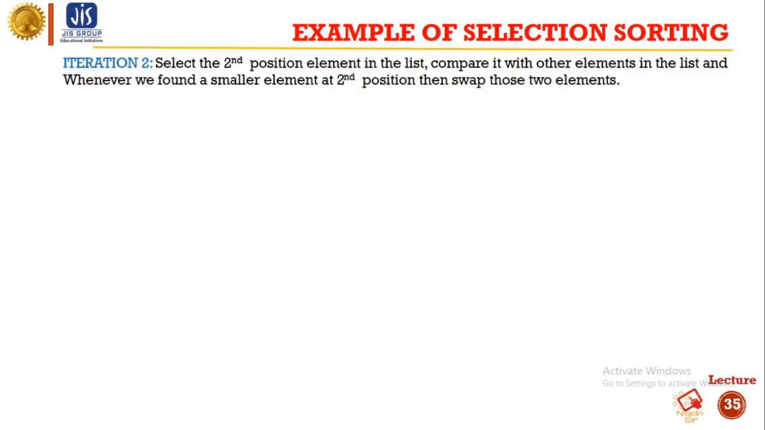Now this is iteration 2. In iteration 2, we will select the second position element in the list and compare it with the other elements in the list. Whenever we find a smaller element than the one at the second position, we will swap the two elements. In our previous iteration 1, we compared all the elements of the array with the element at the first position. Now we will do the same thing with the second position element and the rest of the elements.